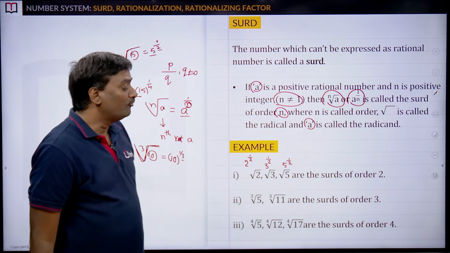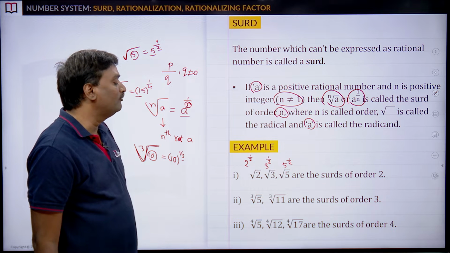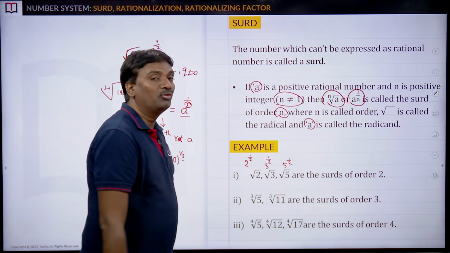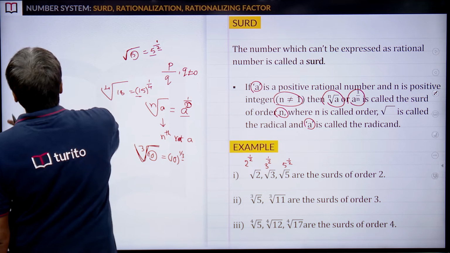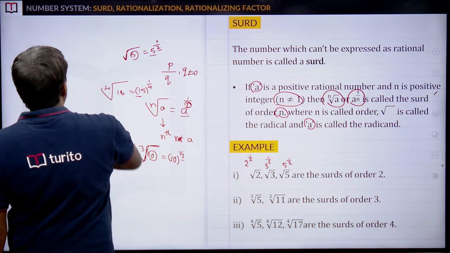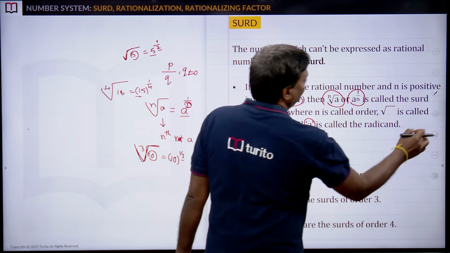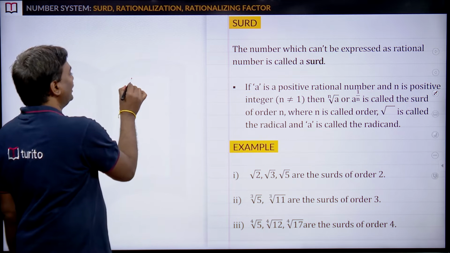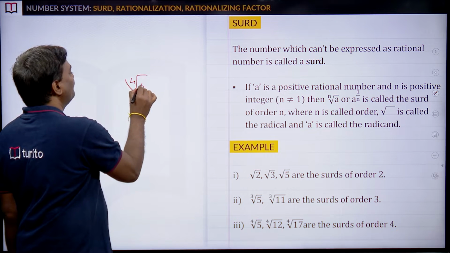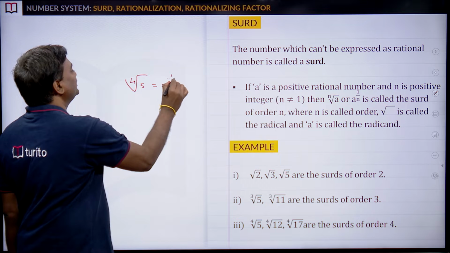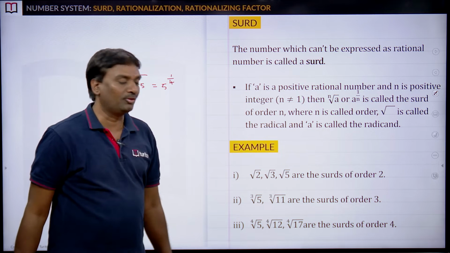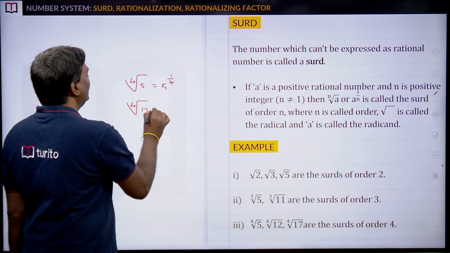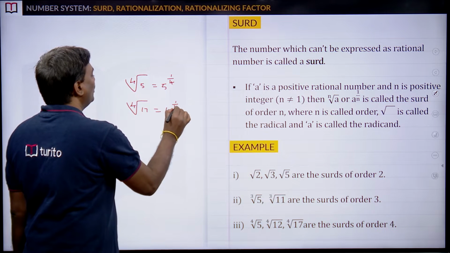Similarly, if we take fourth root of 5, fourth root of 12, fourth root of 17, these are the surds of order 4. Why? Fourth root of 5 can be written as 5 power 1 by 4. So, fourth root of 5 can be expressed as 5 power 1 by 4. Next, if we take fourth root of 17, that is 17 power 1 by 4.